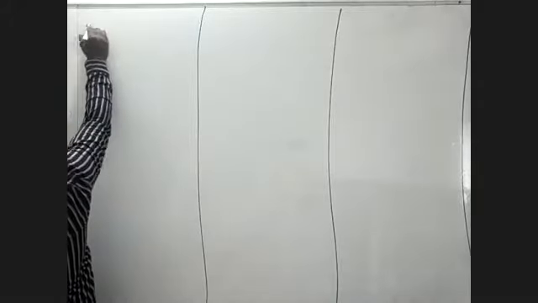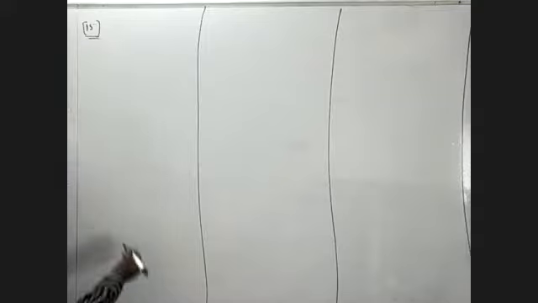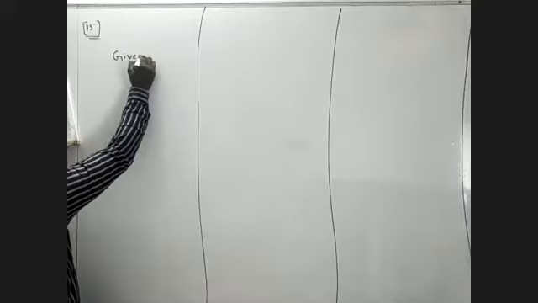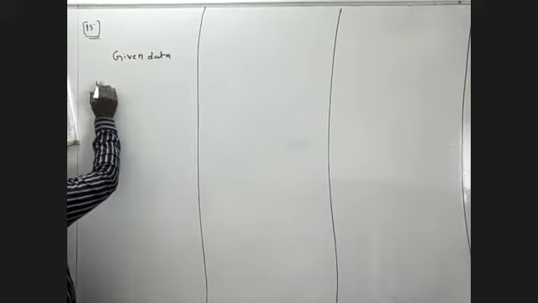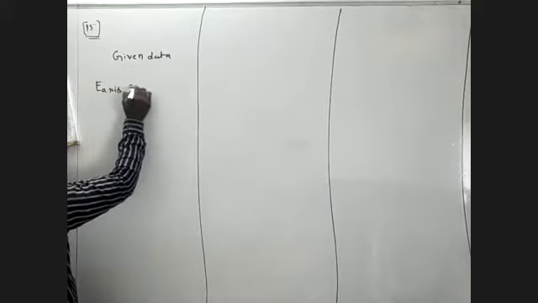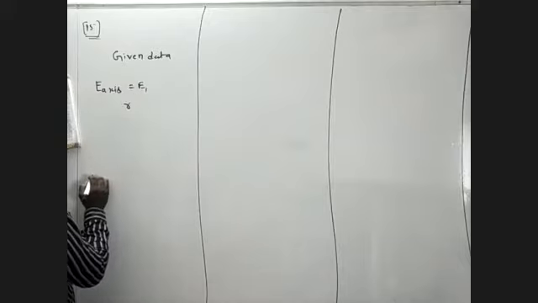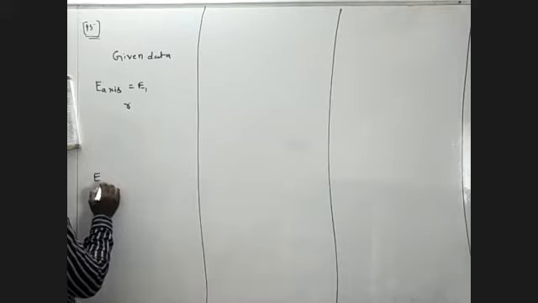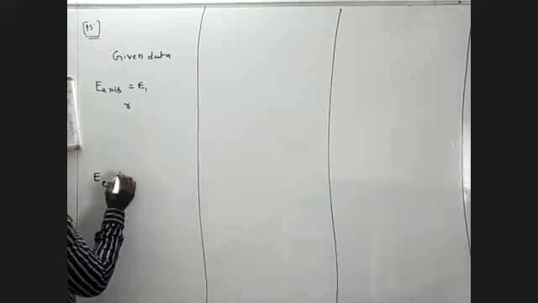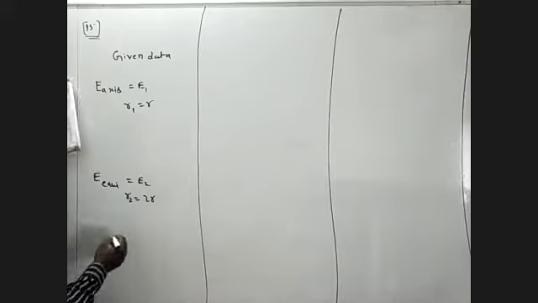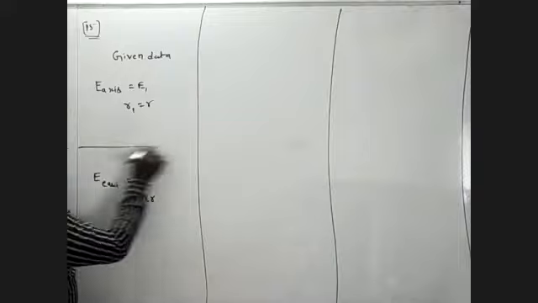Question number 15. Here, given data: E-axis bar, E-axis is taken as E1, and the distance is R. Next, E2 bar is the equatorial field, with distance R1 equal to R and R2 equal to R.